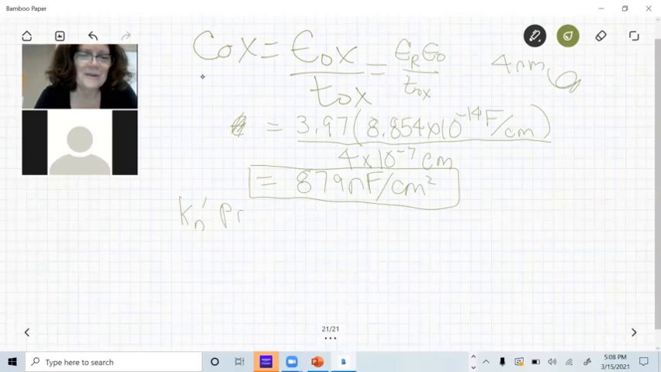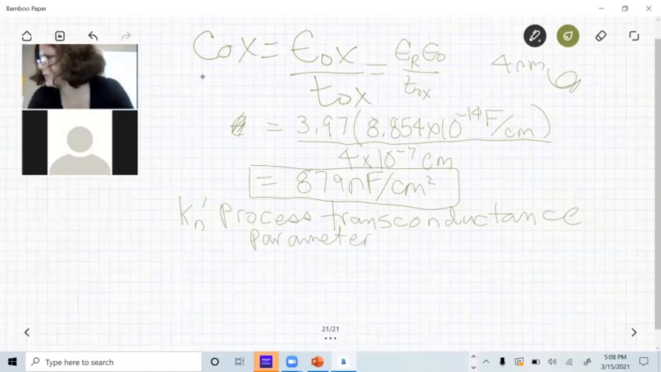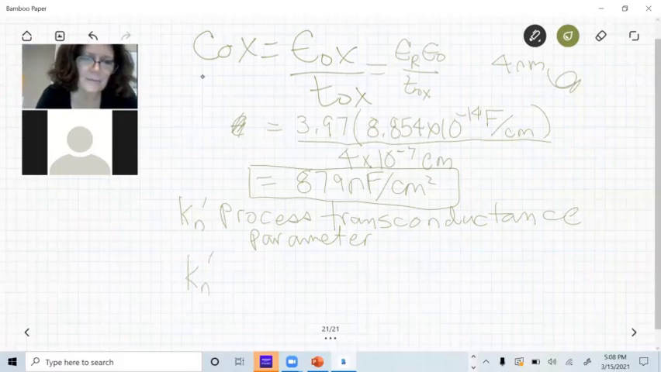Kn prime is the process transconductance parameter. All of this will make more sense later, but I want to go through these calculations in detail at least once, and I have time to do it now. So Kn prime, we're given this little formula here that looks deceptively simple. Kn prime, and this is on the slides, equals something called mu n, which is the mobility.